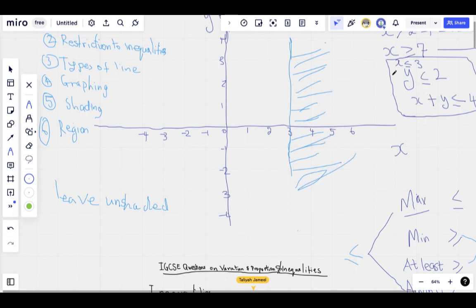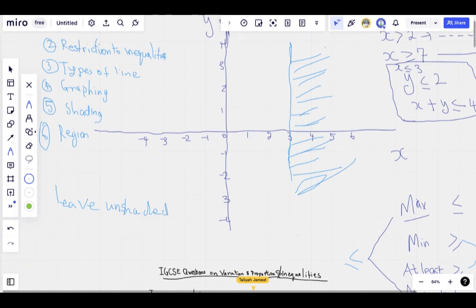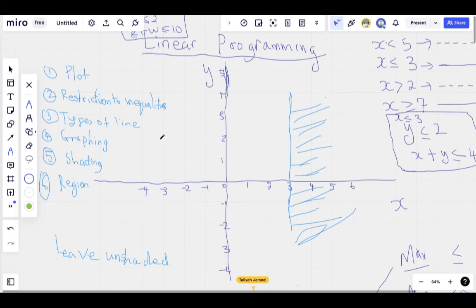Then let's say we have another inequality which says y is less than or equal to 2. So we come to the y-axis. We draw a line on 2. Less than or equal to, so it's also going to be a solid line.